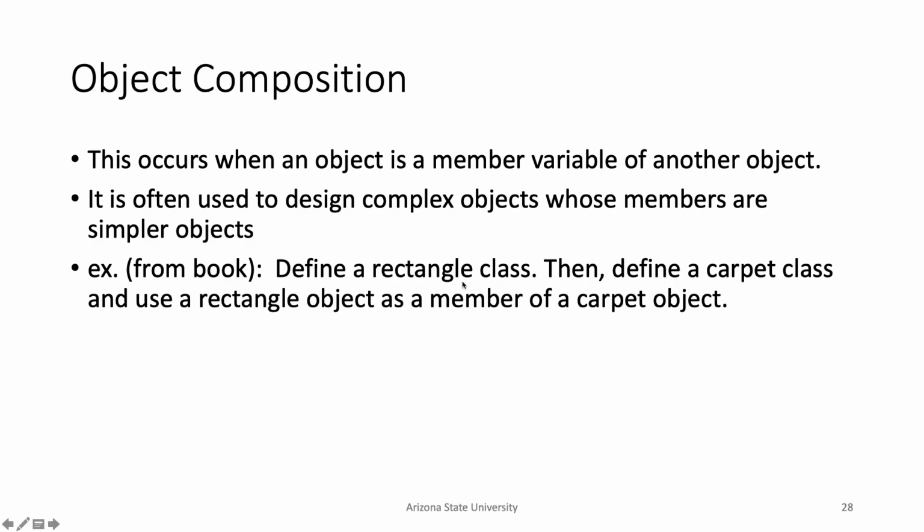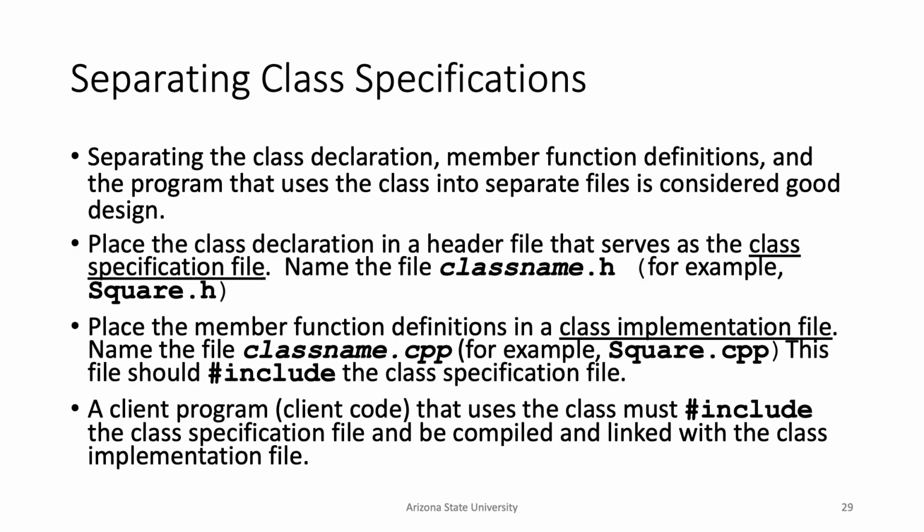So for example, let's see. This is obviously not true, but let's just suppose that carpets are all rectangular. Then maybe for a carpet, we need to know the length and the width. But a rectangle knows the length and the width, but not necessarily a carpet. So maybe what we can do is we make a rectangle class, and we put as an internal data member of the carpet class an object of type rectangle. And so now I can build a more complex object without having to redo code that I've done before.